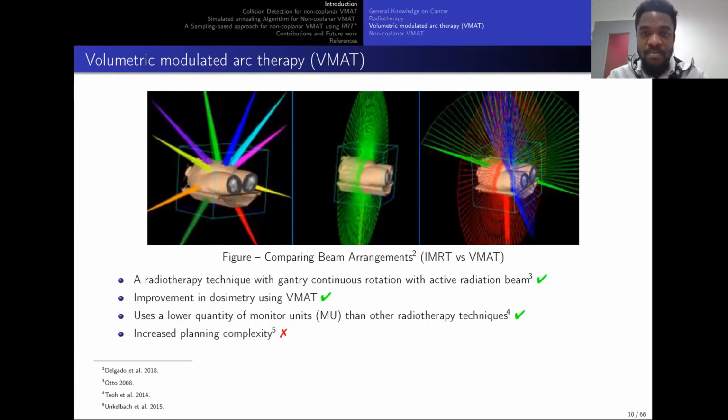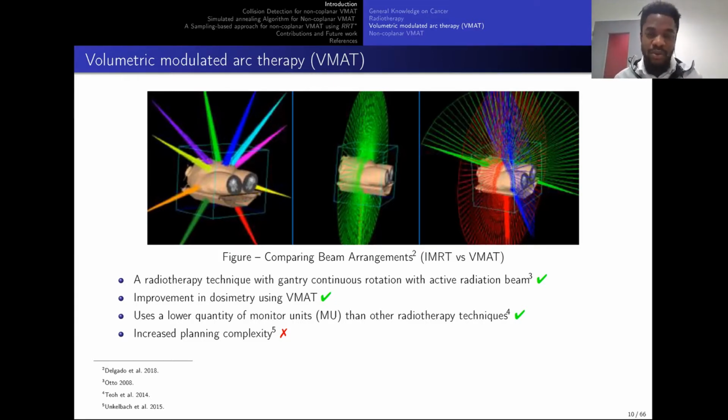So here we compare IMRT, which is one of the existing treatment delivery techniques, with VMAT. In IMRT, you would have a concentration of different radiation beams in one spot of the body. If we look at the left-hand side, you will see that we have far fewer beams, but they're all concentrated in one spot of the body. With VMAT, we try to spread out all these beams. If you look at the right-hand side of the image, you will see all these beams are much more spread out around the patient.